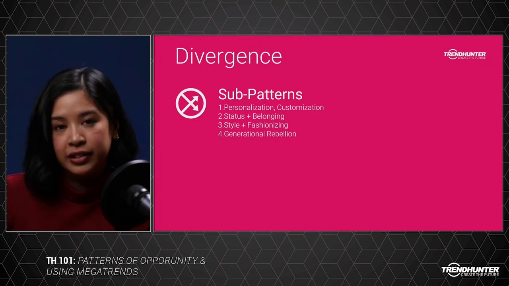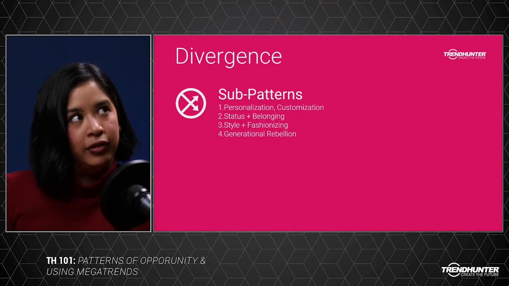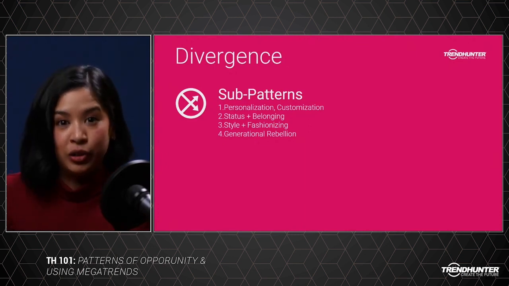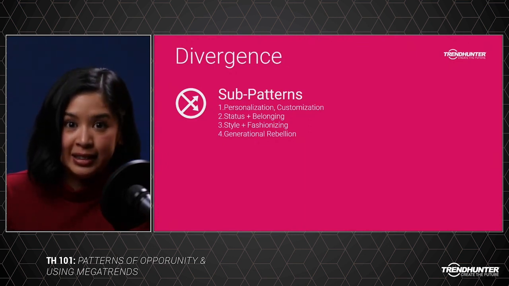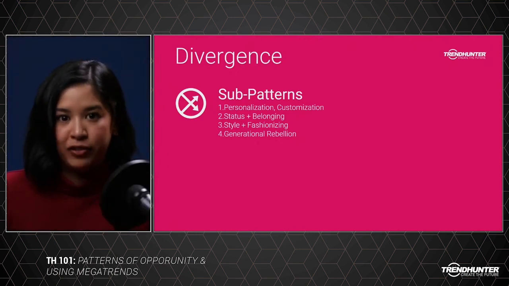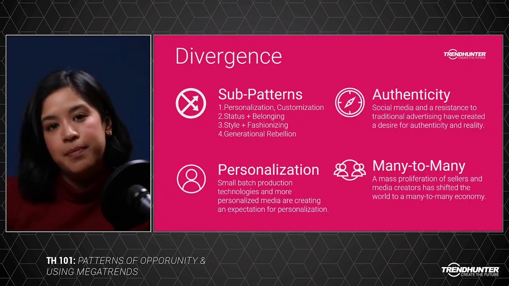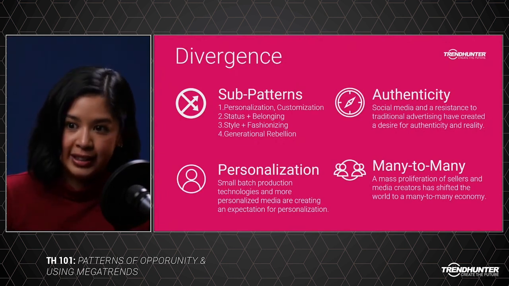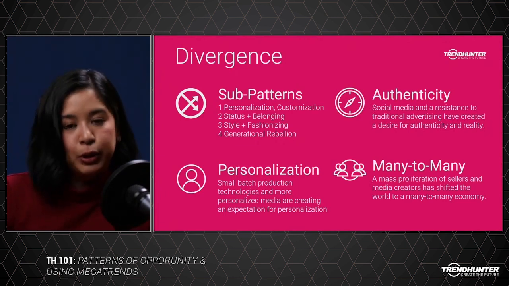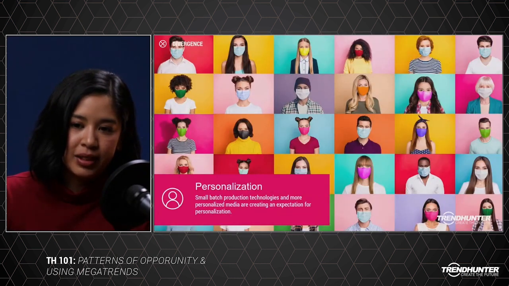The sub-patterns under divergence include personalization or customization, a sense of status or sense of belonging, style and fashionizing, which is about the idea of almost ornamentation when it isn't necessary. We're looking at the stereotypes of what it means to be a specific age and going against them entirely. The megatrends within divergence include authenticity, many-to-many, and personalization. So let's kick off with personalization.